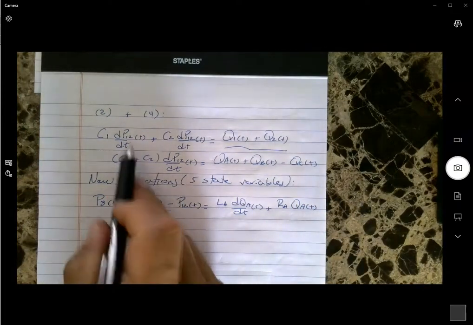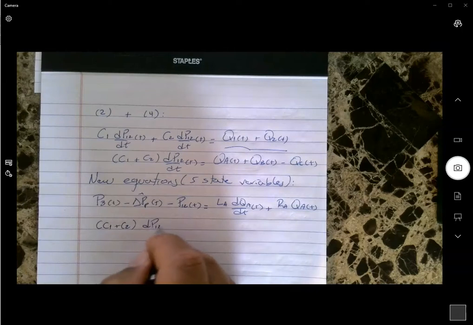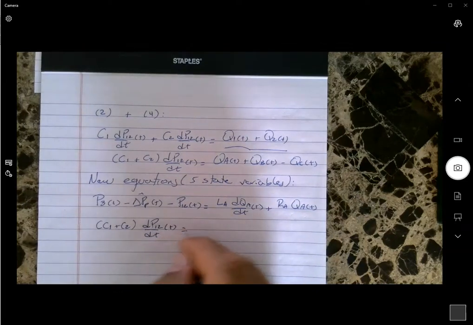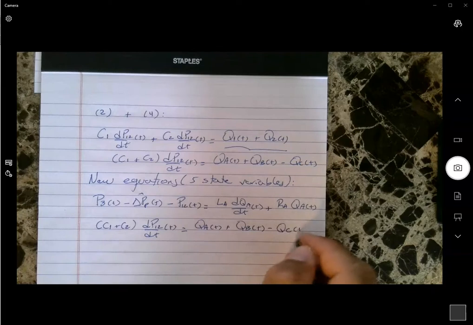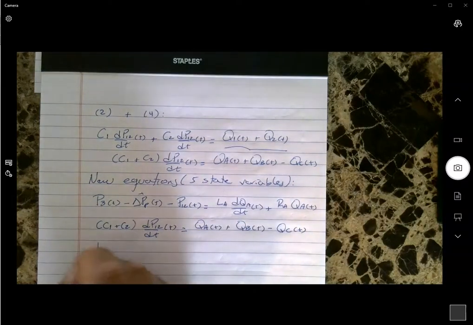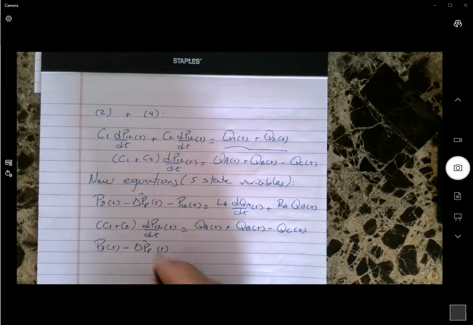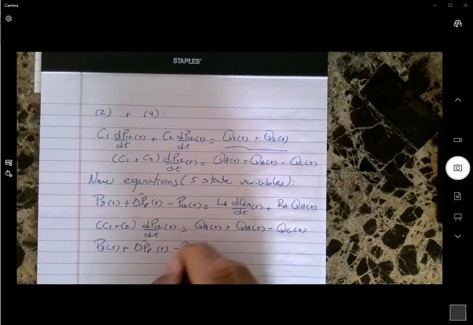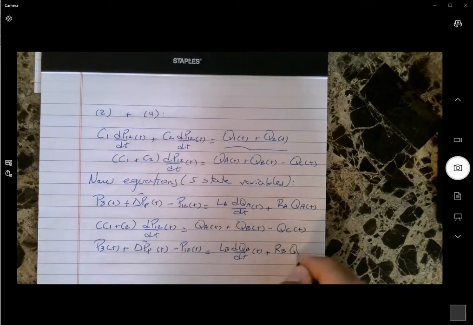The second equation is a combination of 2 and 4, so it would be C1 plus C2 dP12 dt is equal to QA plus QB minus QC. Equation 3 is the old equation 3, nothing to do to that one. This is minus P12 is equal to LB dQB dt plus RB QB of t.